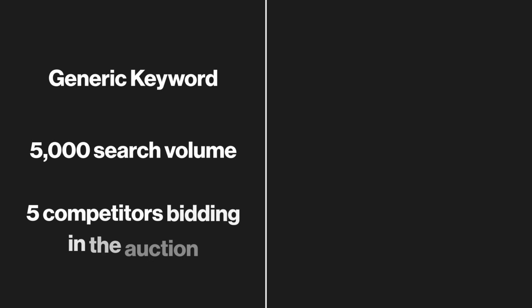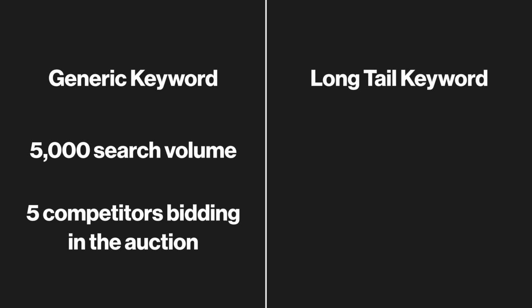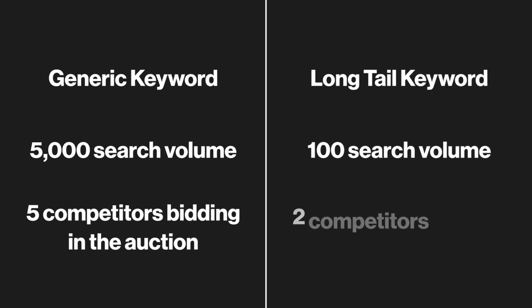It has 5,000 search volume and there's 5 competitors bidding for that keyword in the auction. Let's take another keyword and it's much longer tail, but it only has 100 search volume and there's only 2 people competing for it.